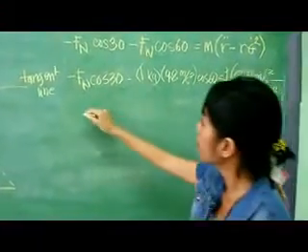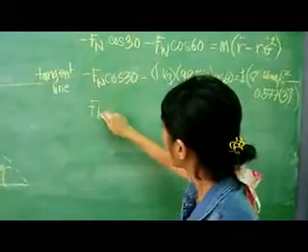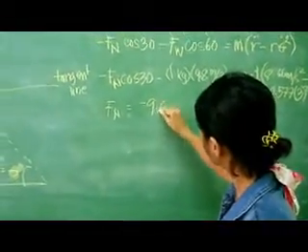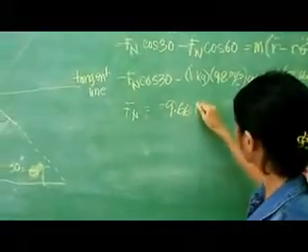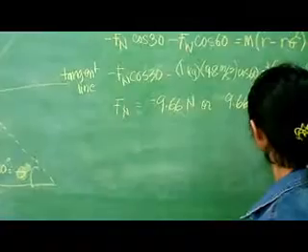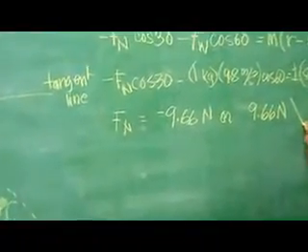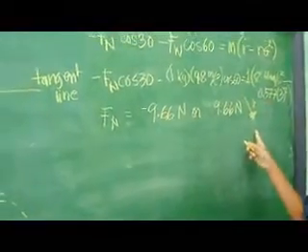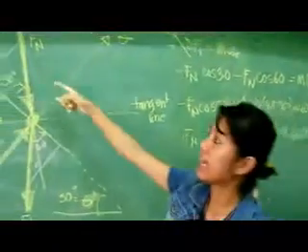So, solving for Fn, the final value of Fn is negative 9.66 Newton, or 9.66 Newton going down. So, it is correct that our convention is like this.